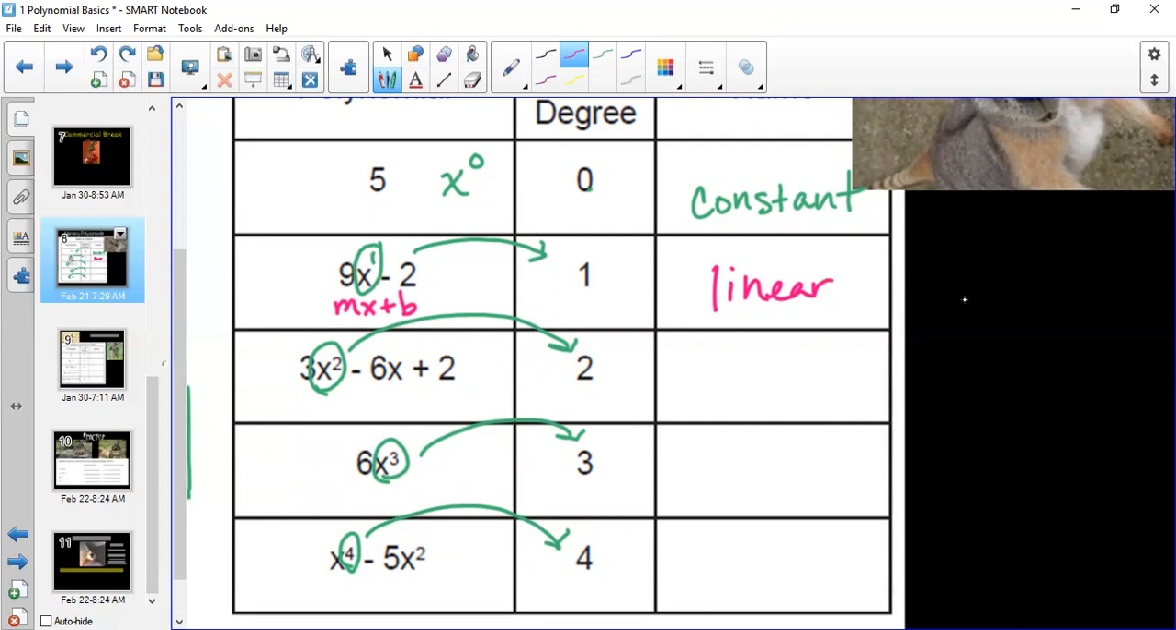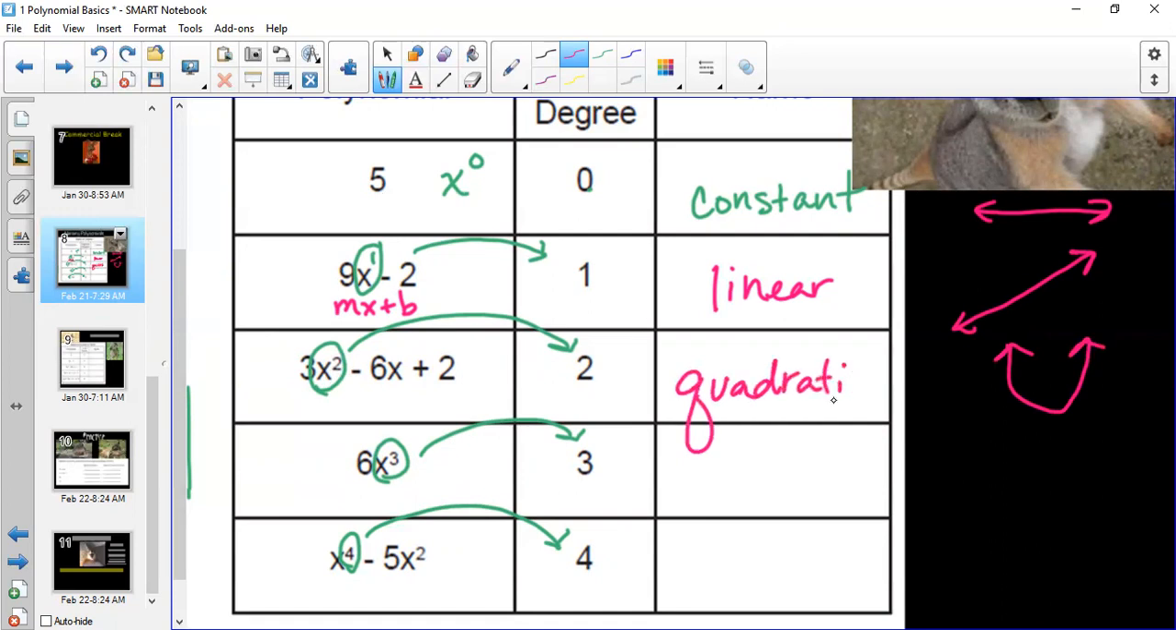If I would graph these, I'll show you what they all look like. If I would graph the first one, it's a straight line going straight across. If I would graph the second one, it's going to be going up and down. If I graph this one, it creates that U-shaped graph. This is called a quadratic. All right, to the third power, if that was our degree, this shows the graph of what it looks like, and we call this a cubic.